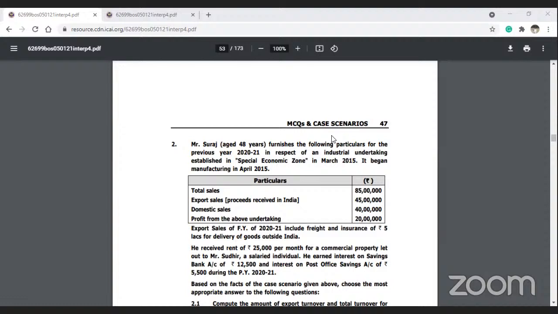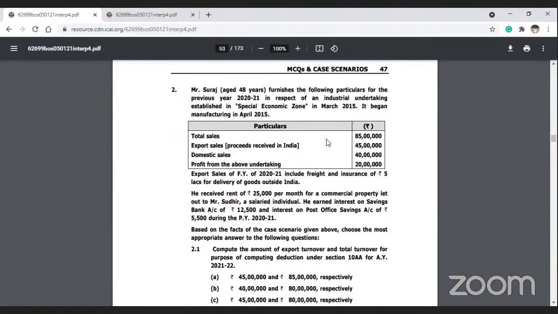Okay. In March 2015, it began manufacturing in April 2015. Total sales 85 lakhs. Export sales proceeds received in India is 45 lakhs. Domestic sales 40 lakhs. Profit from above undertaking 20 lakhs. Export sales of financial year 2021 include freight and insurance of 5 lakhs for delivery of goods outside India.